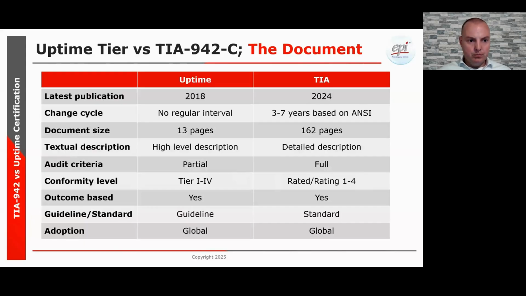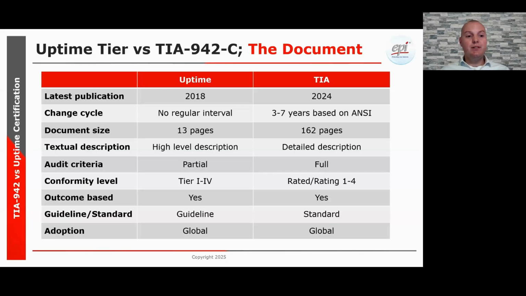Let's break down the document. The latest publication of Uptime was in 2018, whereas for the TIA, we had a new revision last year in 2024. The change cycle for Uptime comes from market demands, where the TIA has to follow the ANSI guideline and has to change every 3 to 7 years based on their insights. The document size of Uptime is 13 pages, whereas the TIA has 162 pages. The other criteria for Uptime are partial and TIA has full.